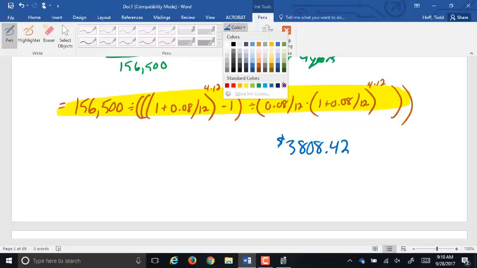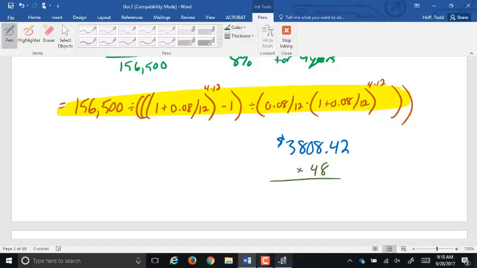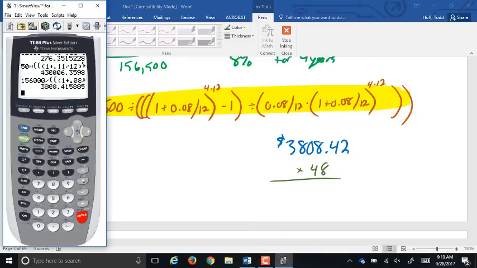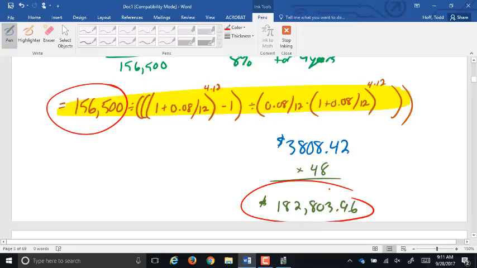Now to figure out the total paid over that period of time, we would multiply by the 48 payments. Now the book may have rounded off the 3808.42 before they multiplied. I'm just going to leave it in the calculator, multiply by 48. So the total paid is $182,803.96. So what that means is, if you subtracted this from this, that difference would be interest. There's about $26,303.96.